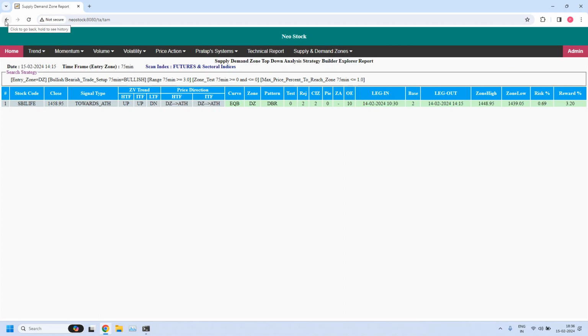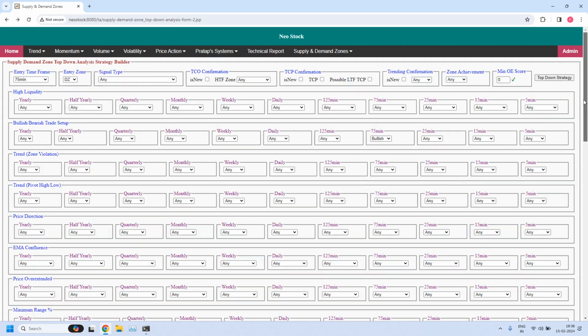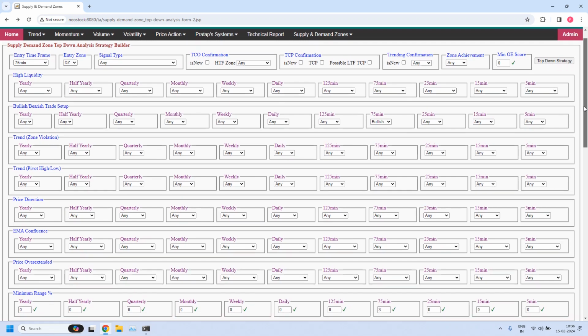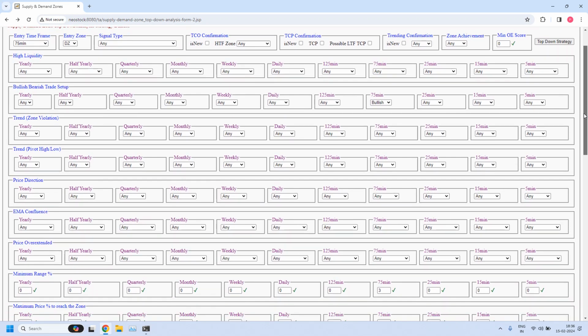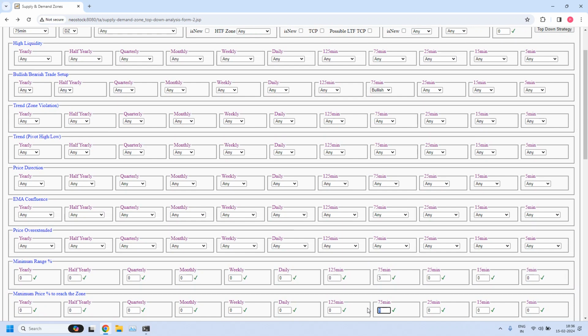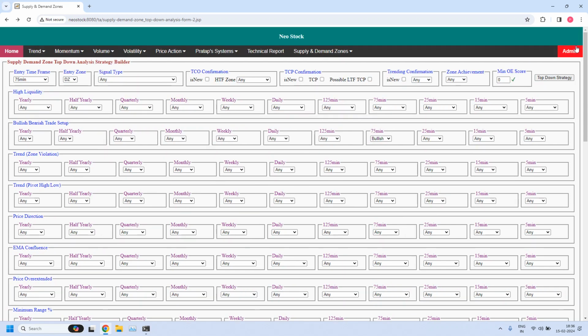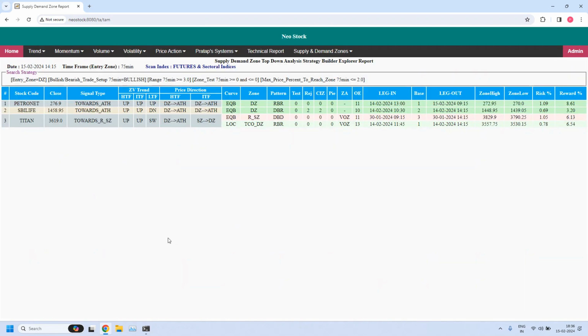Okay, now let us set 2%, stocks within 2% of the 75 minutes demand zone. So I am setting the value 1% to 2%. 3 stocks, 2 more stocks are added, Petronet and Titan. They are also moving towards either a supply zone or all-time high. Now maximum 3%, last report.